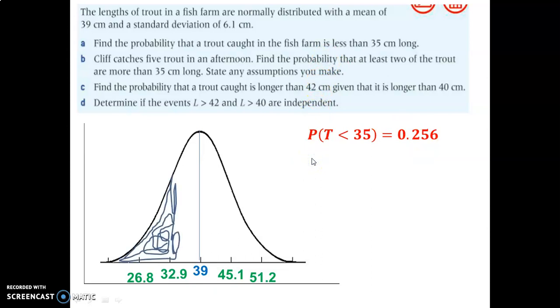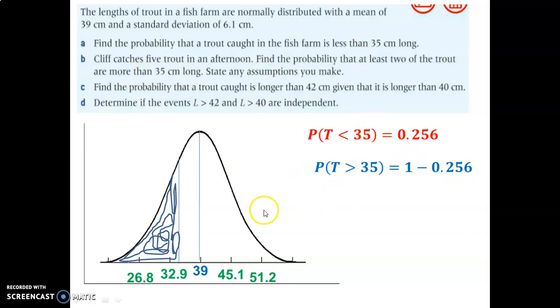Okay, this one's a little tougher. So we have a probability of trout more than, what's that, 35? Oh, that was the 35 from the last one. Now we're looking for trout greater than 35. See, more than 35, so we do 1 minus that.